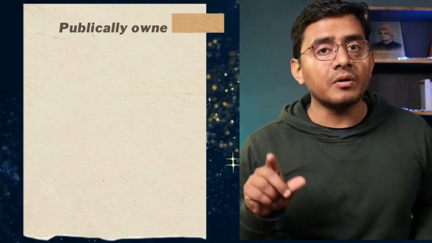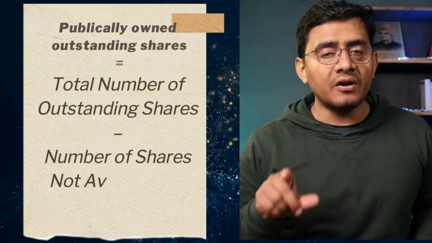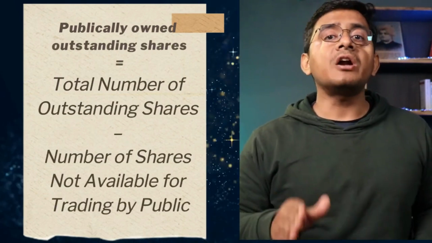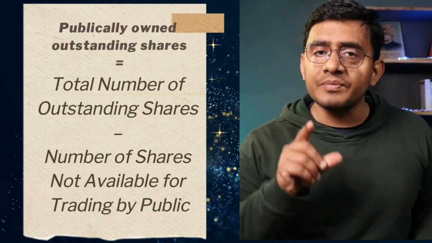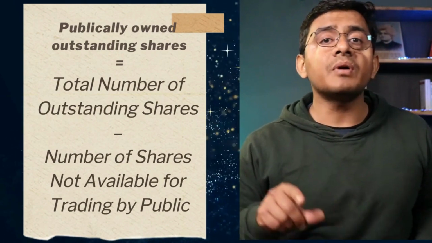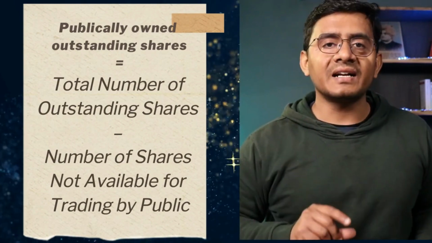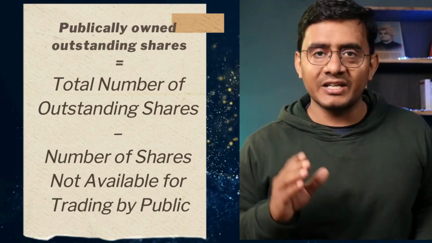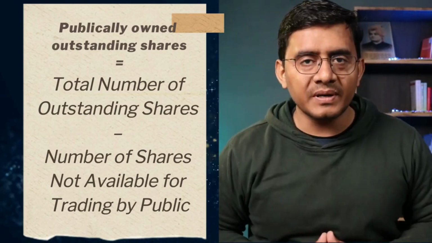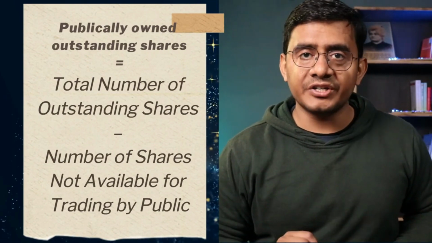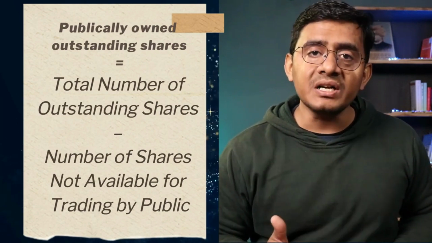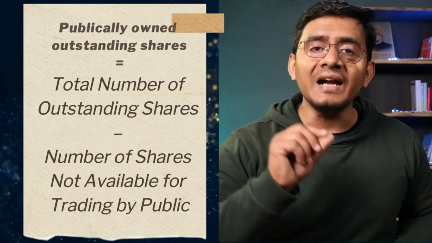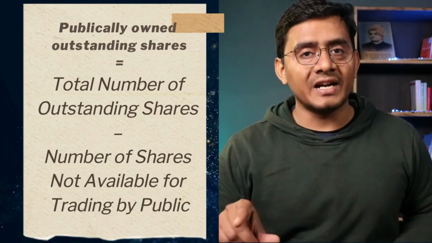When we subtract the amount of total number of outstanding shares which are not available for trading for the public, which are held by either the government or the promoters or the financial institutions, from the total number of outstanding shares, then we get the value of publicly owned outstanding shares. And to make it further more simple, the shares which are available for trading in the stock market for the general public like you and me, those are known as publicly owned outstanding shares.